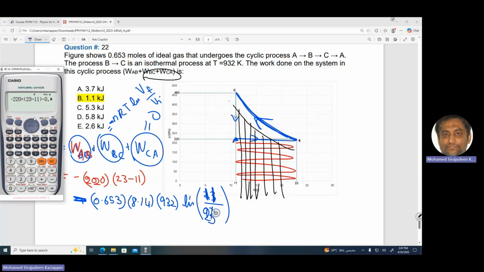n is equal to 0.220, 23 minus 11. That's correct. Then you have the minus 0.653. That is correct. 8.14. That is correct. 932 Kelvin. That is correct. ln. I don't know, I haven't done anything wrong. So that means the question's answers are wrong.